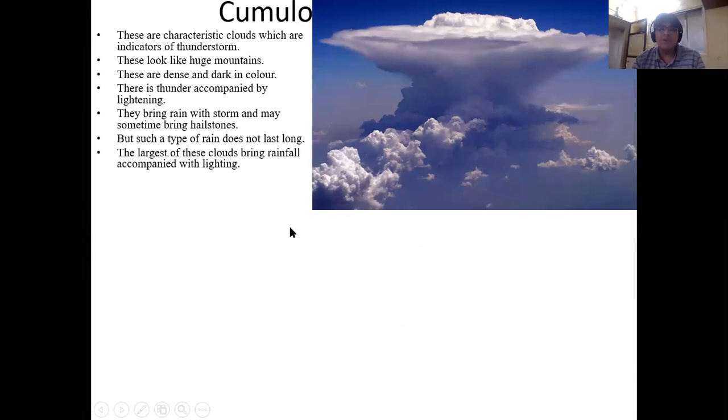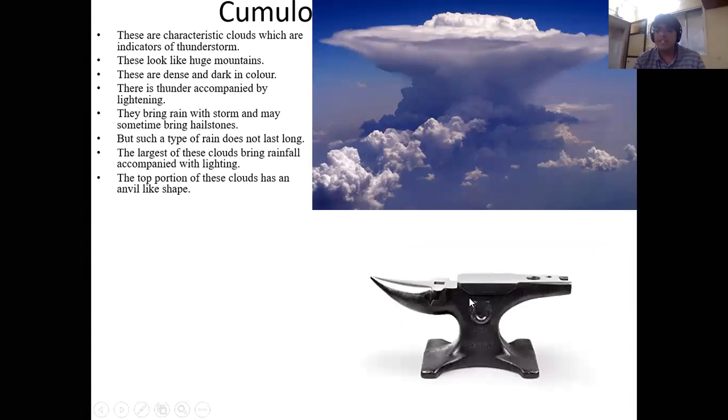The largest of these clouds bring rainfall accompanied with lightning. The top portion of these clouds has an anvil-like shape. An anvil is what you see used in industrial applications, like this.